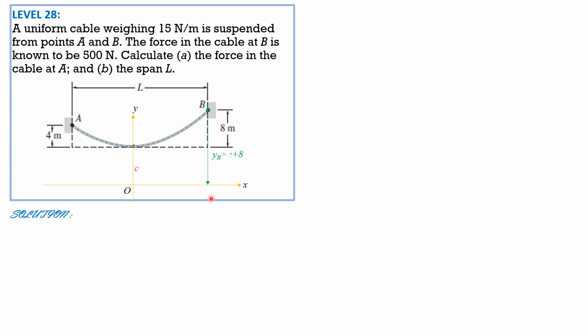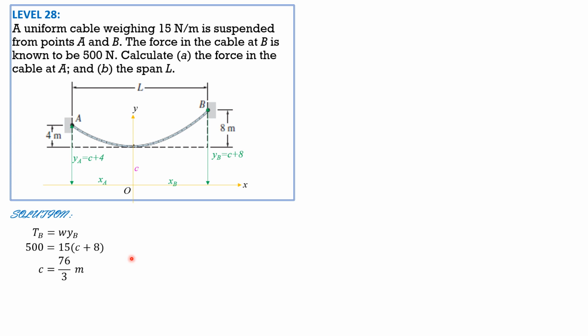So this is C plus 8, YB, and this is C plus 4, YA. Tension equals W times Y. Tension at B is W times YB. That's XA and that's XB. So 500 equals 15 times the quantity C plus 8. From here we can solve for C. C is 76 over 3 meters.